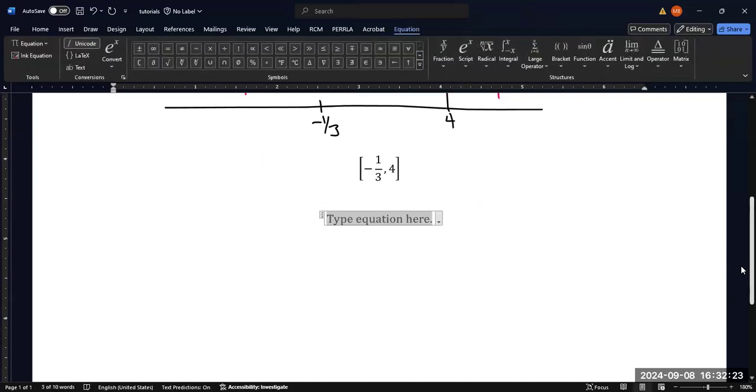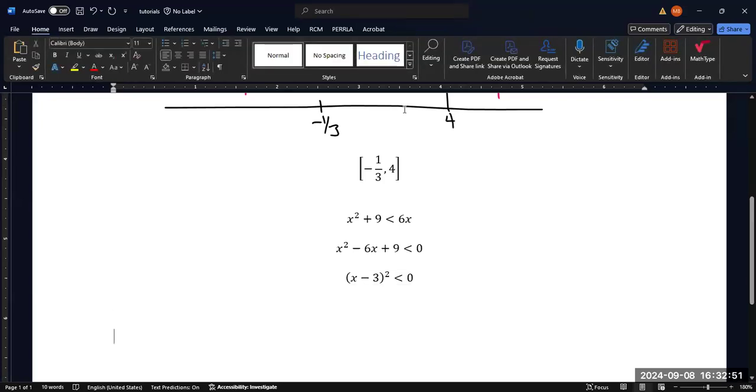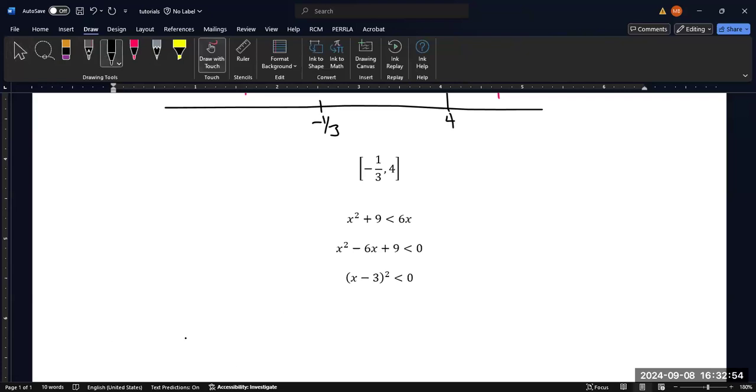Now let's do one last example that's a little bit of a special case. In this problem, again, we're going to have to move everything over to one side of the equation, and that's going to get us x squared minus 6x plus 9 is less than 0. And in this example, this is going to factor as x minus 3 squared. So there is only one place where this is going to change sign, not two. And that is at 3.